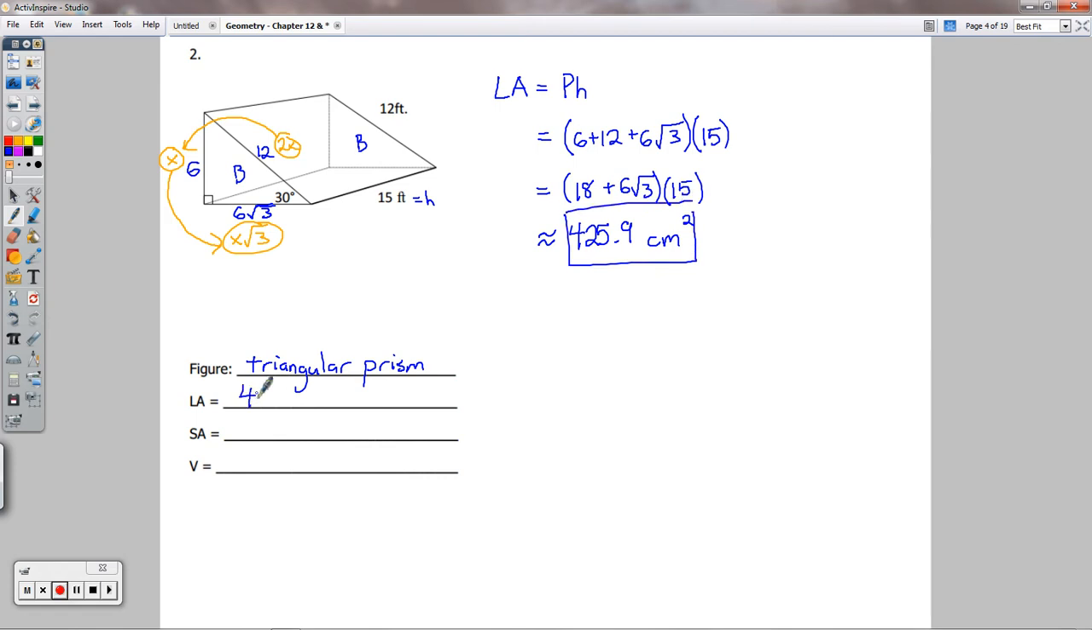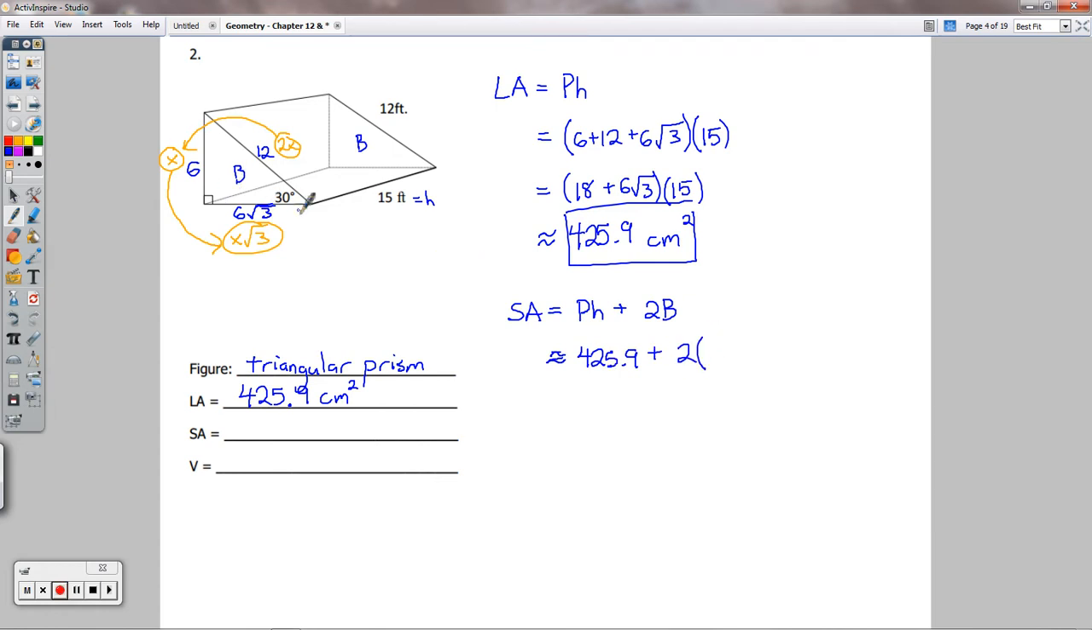So 425.9 centimeters squared going right here. Surface area is going to include that plus the two bases. So you have surface area equals lateral area plus the two bases. So you're going to have the lateral area part and you're going to have the two bases. The lateral area part we've already figured out, about 425.9, and then adding the two bases.